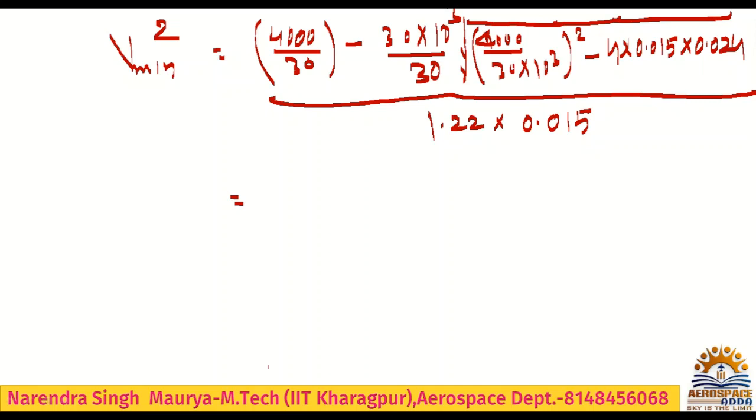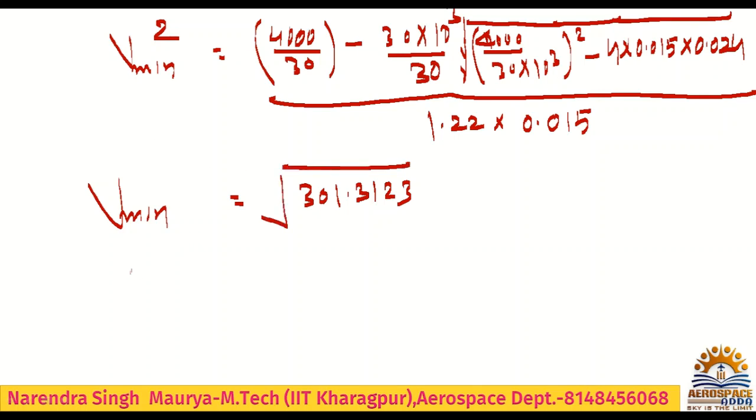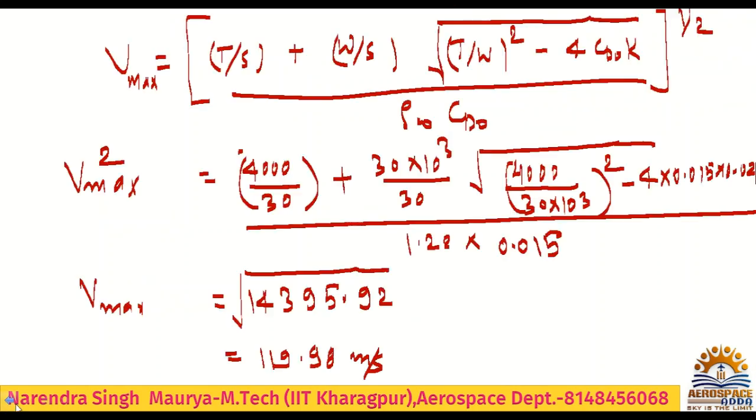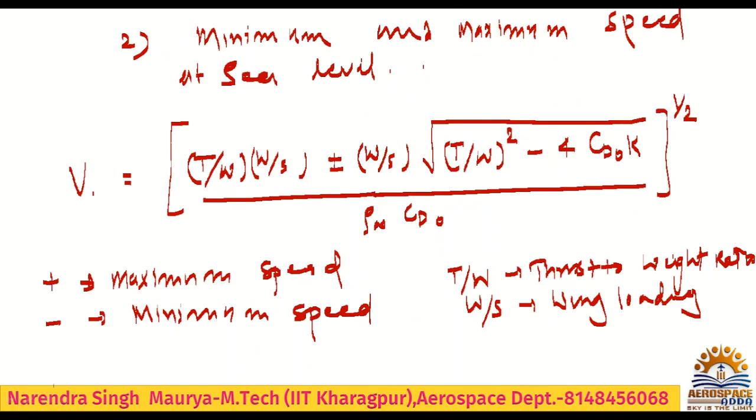Okay, so it is 301.31, I got this, and this is what we mean to take the root now, because v square is equal to this, so v minimum will. So what is the v min? Take the root now. It is 17.35 meter per second. Check any option you have. 17.35.